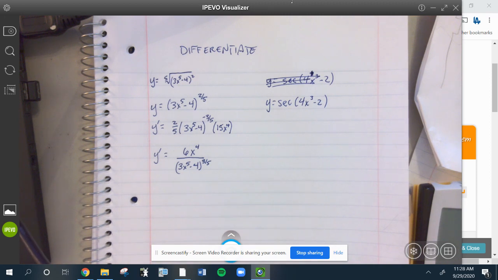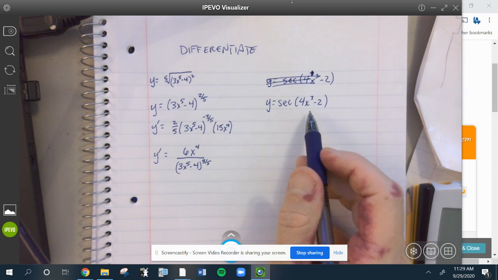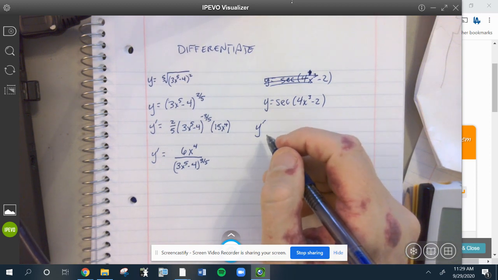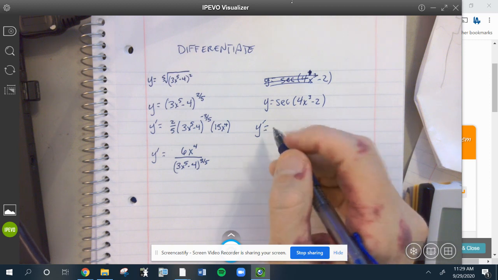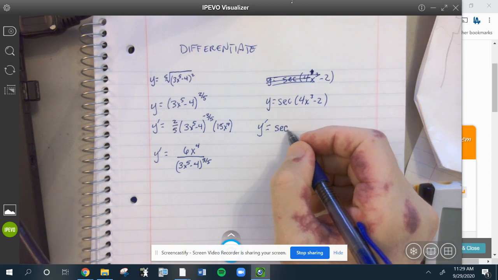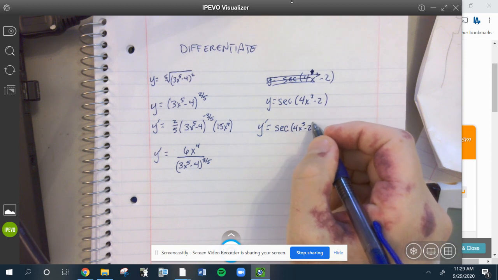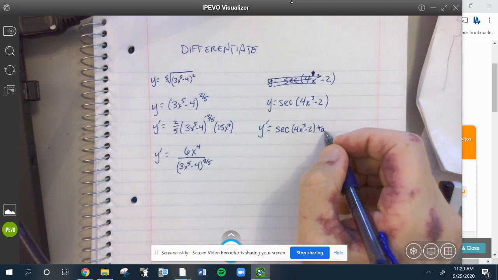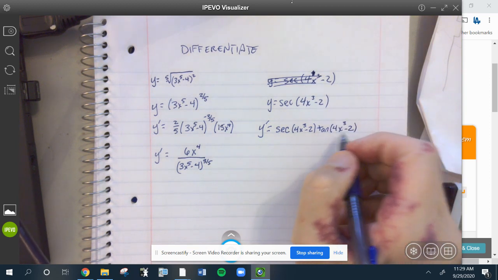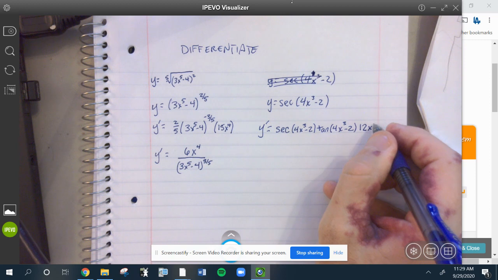The next one, secant of this. So secant is the outside function, 4x cubed minus 2 is the inside function. So the derivative is the derivative of the outside function, which is secant. And we know the derivative of secant is secant tangent. As you're doing that, leave the inside alone. So it's secant, leave the inside alone, tangent, leave the inside alone. Now times the derivative of the inside. The derivative of 4x cubed minus 2 is 12x squared.